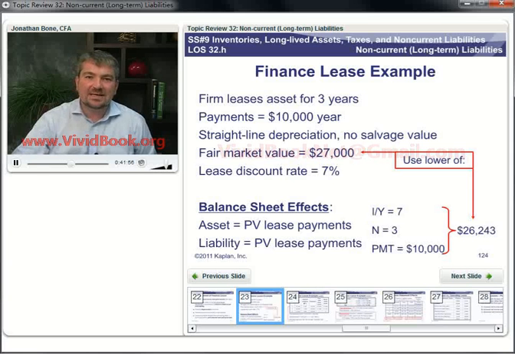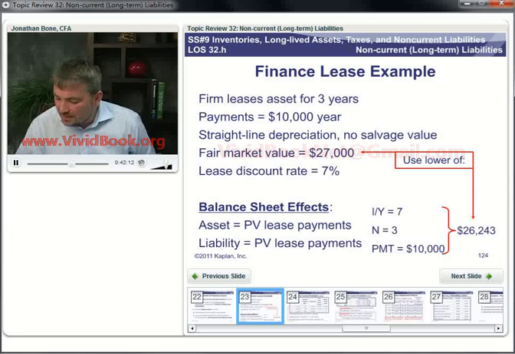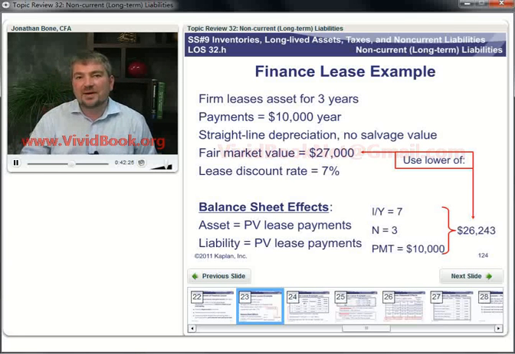Okay, let's just discount those future payments. IY, our discount rate is going to be 7. N, the number of payments, is 3. And payment is 10,000. And we're assuming we're making the 10,000 payments at the end of each year here. So when we do that, 3 is N, 7 is IY, 10,000 is payment, compute present value, you get 26,243.